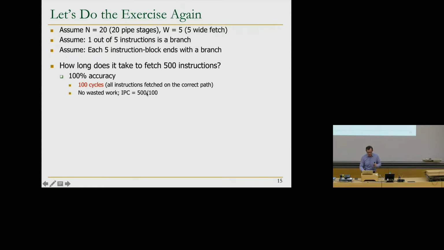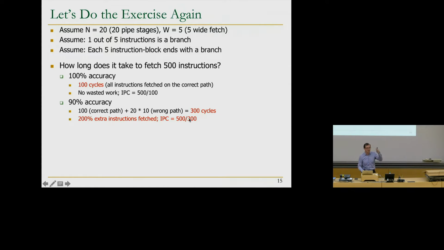Now, if you're 90% accurate, which may be possible with this 2-bit counter prediction, you get 10 of the branches incorrect. For each one of those branches, you spend 20 cycles on the wrong path fetching, which means that you've increased your number of cycles to 300 cycles very quickly. So you fetch 200% extra instructions, and your IPC is quickly 1.6. It sounds terrible. You've dropped from 5 to 1.6 immediately by just a 10% drop in accuracy.